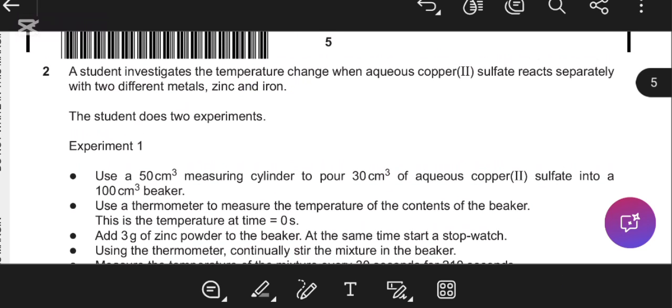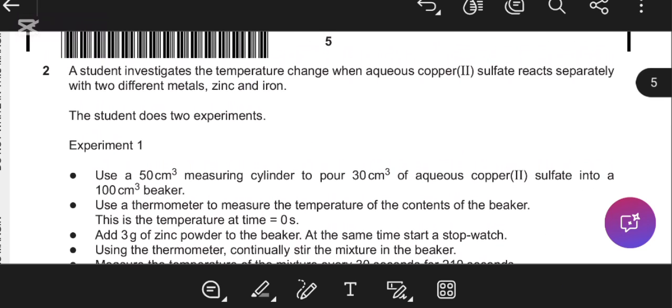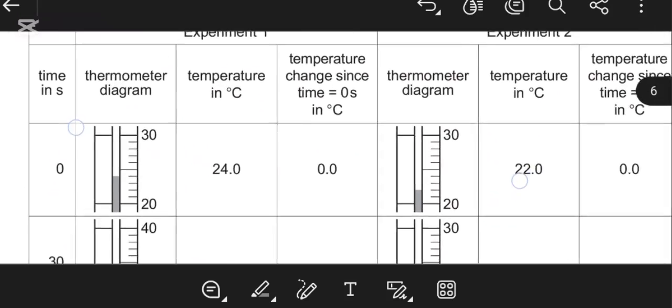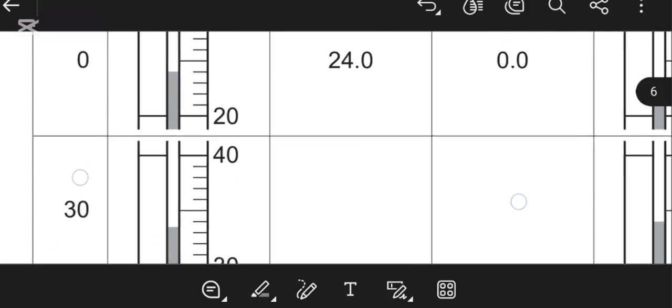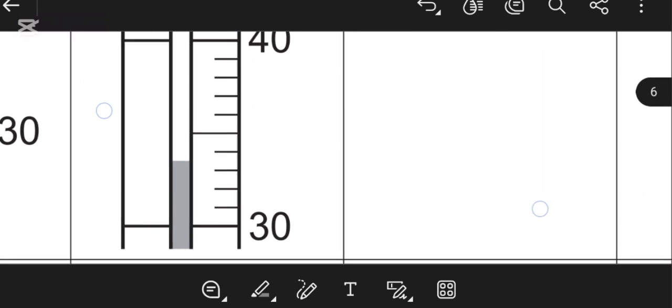They're first using zinc, then iron, and they are checking what is the temperature change when they react with copper sulfate, and they're measuring the temperature. So this is also again a very common question, temperature change. So you should know how to read this.